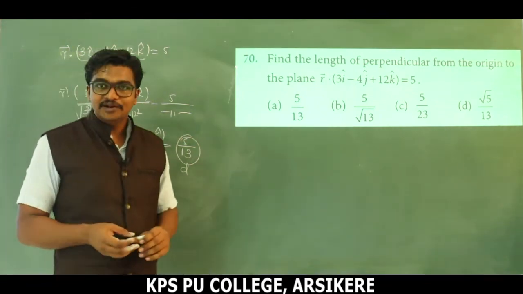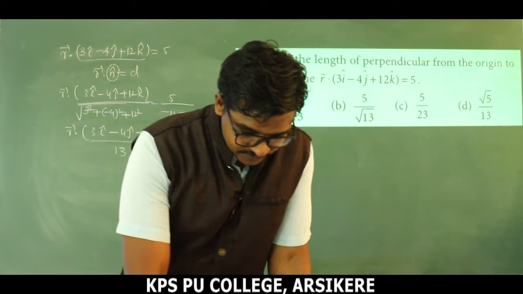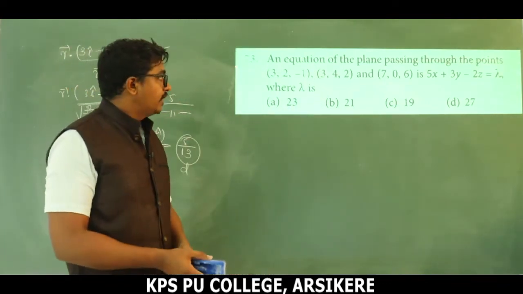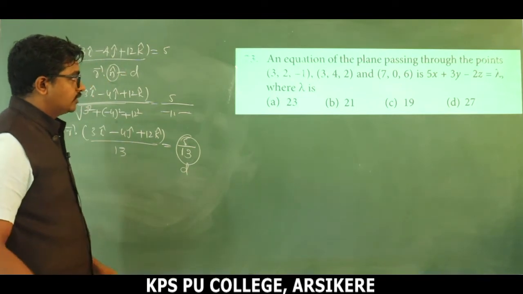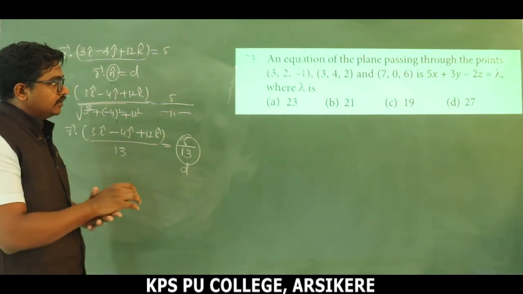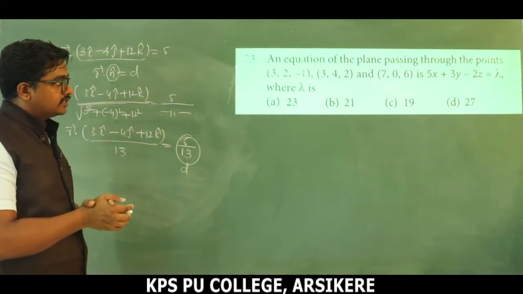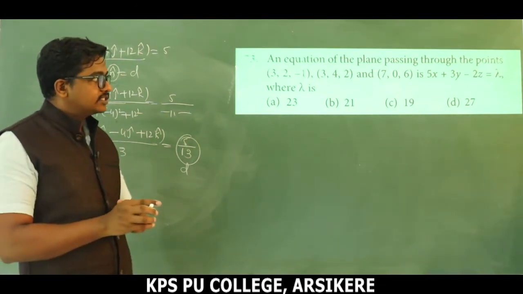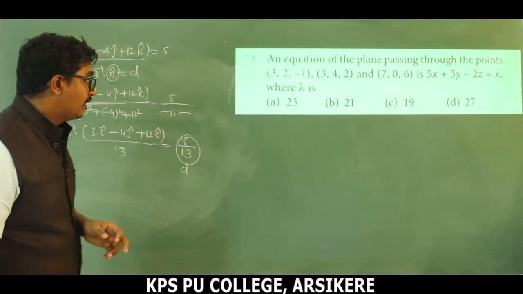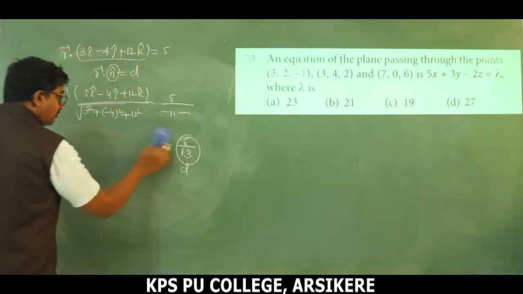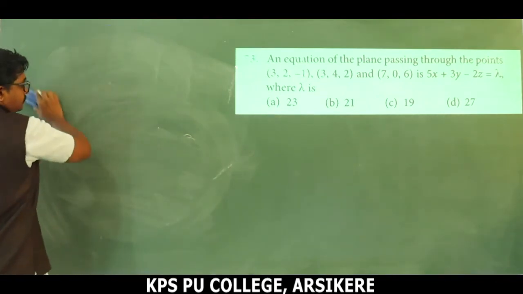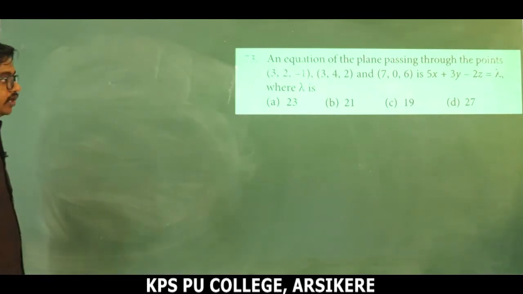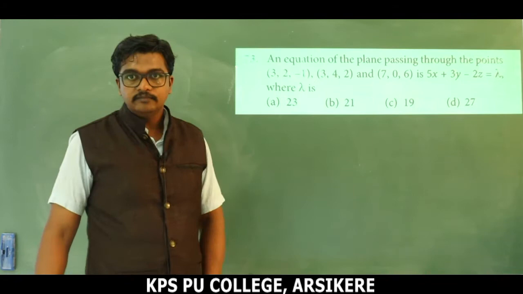Next, dear children, we are moving to the next question. Equation of the plane passing through the points 3, 2, minus 1 and 3, 4, 2 and 7, 0, 6 is 5x plus 3y minus 2z is equal to lambda, where we need to find the value of lambda. That's it. Equation of the plane passing through 3 non-collinear points. They have given 3 points, right? They are non-collinear.